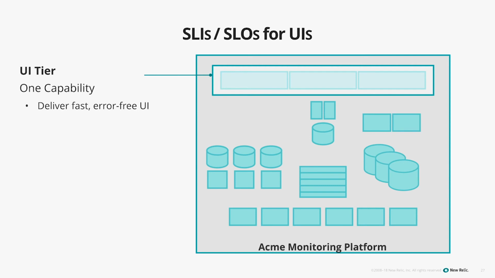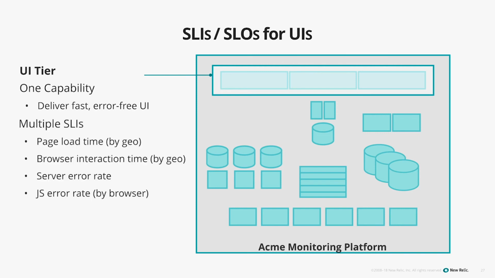Now, moving up the stack, the next set of SLIs and SLOs we're going to want to look at are for our UI tier. Now, at this point, our definition of availability is pretty clear, pretty self-explanatory. We want to deliver a UI that's fast and error-free. But to measure that, we're going to need to change our perspective a bit. Rather than measuring what's happening on our servers, the goal here is to try to capture data about what the users themselves are experiencing, which means we're going to need to look at behavior within the browser.